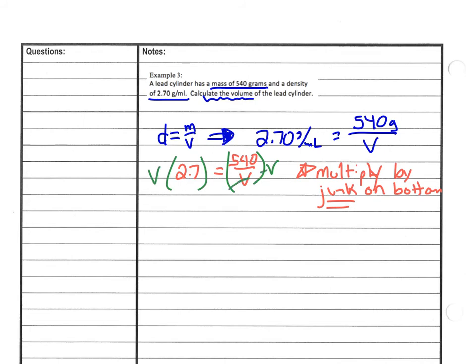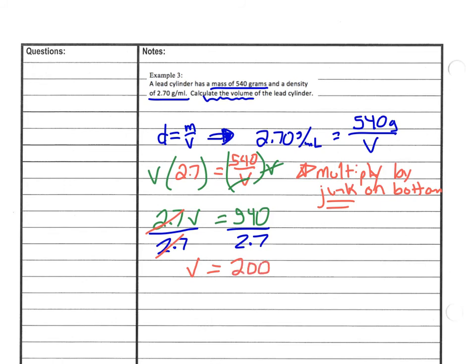That makes the V go away from over here, and I'm going to have 540. Over here, I'm going to have 2.7 times V. Now I need to get V by itself, so I'm going to divide both sides by 2.7. That makes these cancel out, and I end up with V by itself, which is what I wanted. Then I plug into my calculator 540 divided by 2.7. How awesome, it comes out to 200 even.